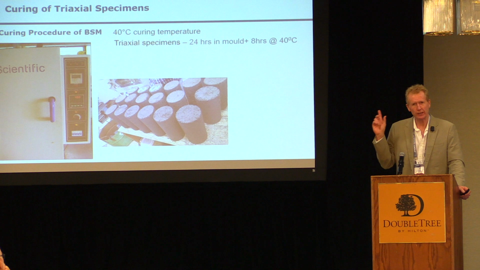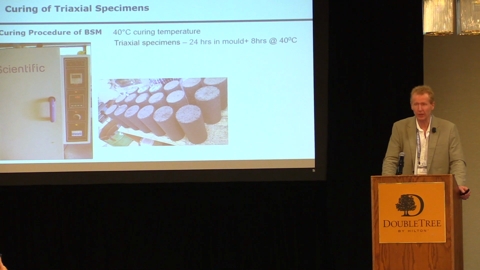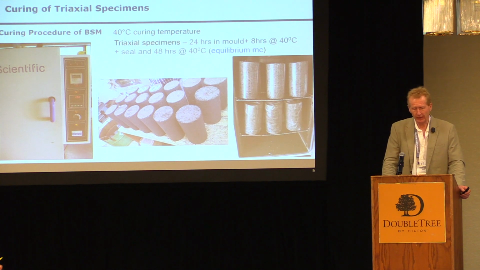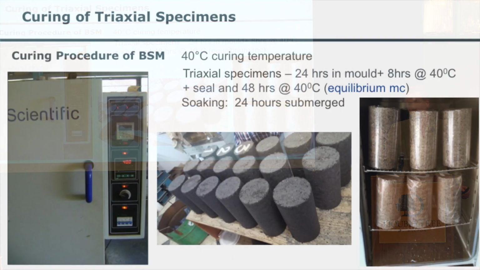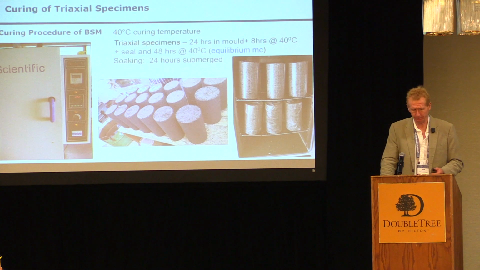What we're trying to do here with the RTS test is simulate the moisture conditions in the road once it's cured and reach some sort of an equilibrium moisture content. And then you seal it, so that you don't lose any more moisture, and then a further 2 days in the oven. So it typically works out at about 3 days anyway, before one does the testing.